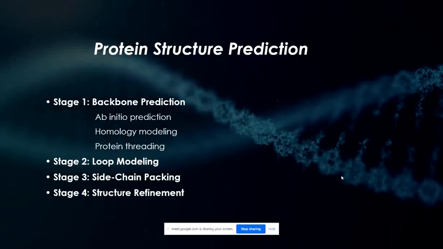Okay, so now we're going to go into detail on protein structure prediction. There are actually 4 stages of protein structure prediction. The first stage is the backbone prediction. What is backbone prediction? The backbone prediction means prediction of the entire backbone.